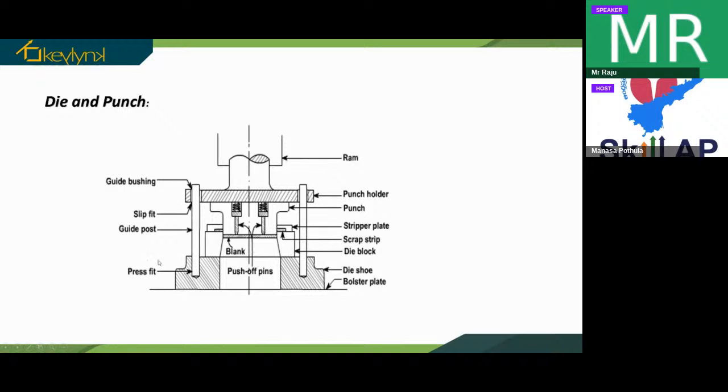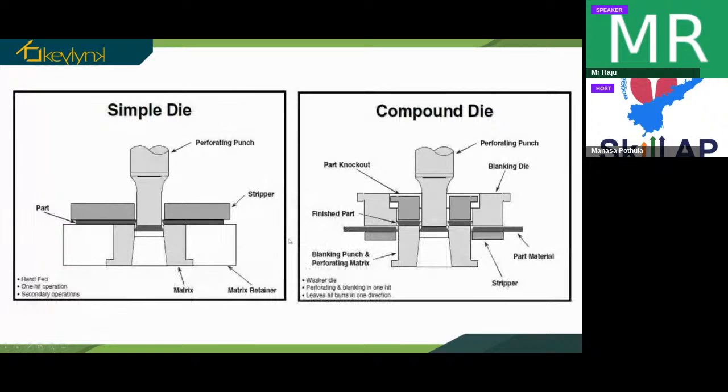There will be so many parts in the whole arrangement, and this is the arrangement of the whole die and the punch. So this downward part will be the die, and the upward part will be the punch, and the blank is nothing but the useful sheet metal part that we are going to use for the necessary requirement in the industry. And there are so many types of dies and punches that we use.